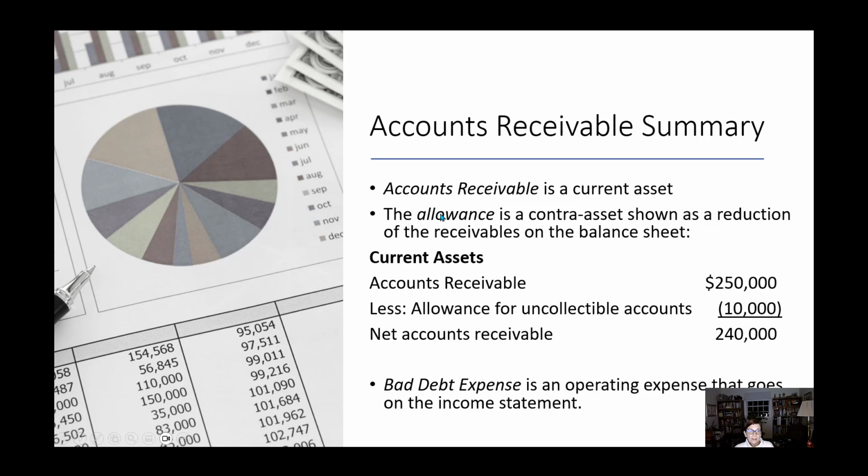So to summarize, remember that accounts receivable, of course, is a current asset. The allowance is a contra asset that reduces the receivables on the balance sheet. So if we go back to the example we were working on before, the accounts receivable were $250,000. Our allowance at the end of the period is $10,000, and our net accounts receivable is $240,000.